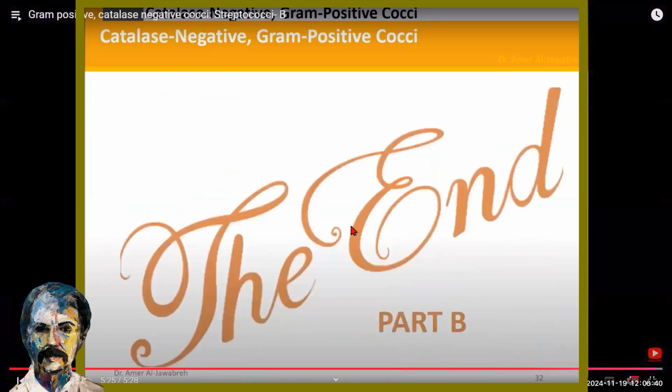So this is the end of part B, which means this is the end of the Streptococci chapter.